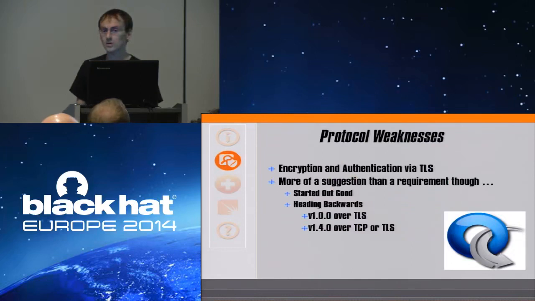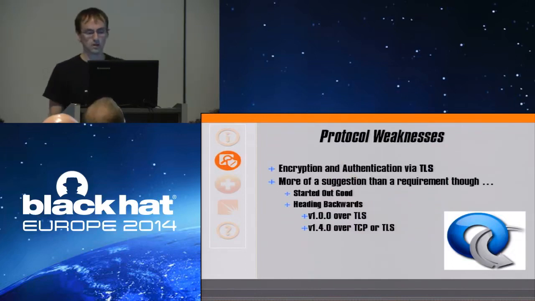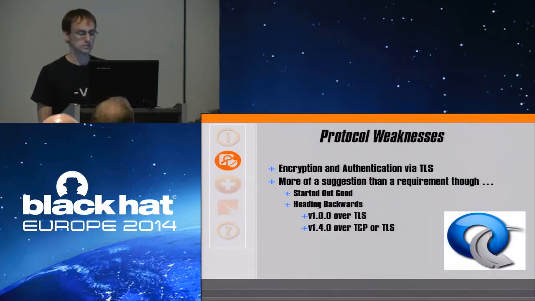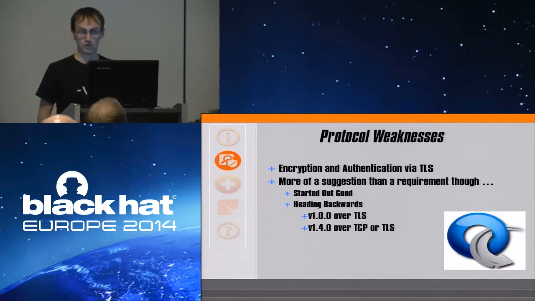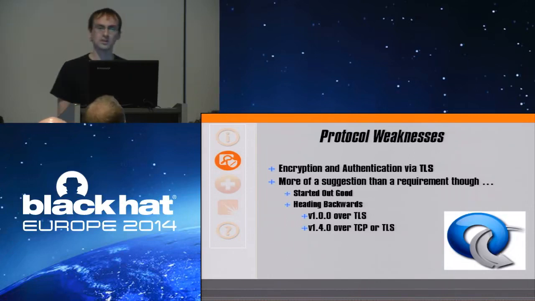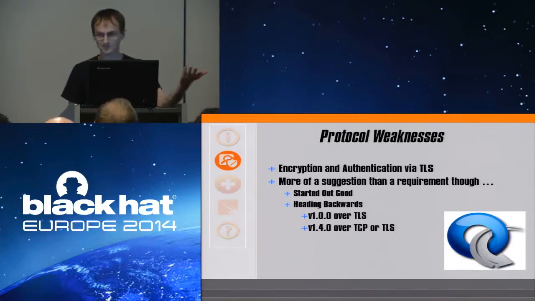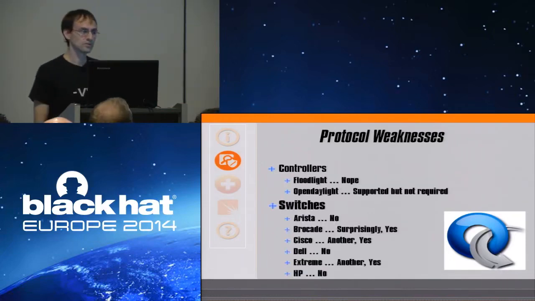All right, there are a number of weaknesses in the protocol itself. Encryption and authentication are defined within the standard via TLS, but it's more of a suggestion than a requirement. It started out very good. It said TLS, you must have TLS for that secure channel. But then it started heading backwards. Right? 1.0 said TLS, 1.4 said, if you want to use TCP, it's okay. Now what we find is if you give people the opportunity to be less secure, what do they do? All right, maybe they choose to be less secure. So we see lots of problems here.